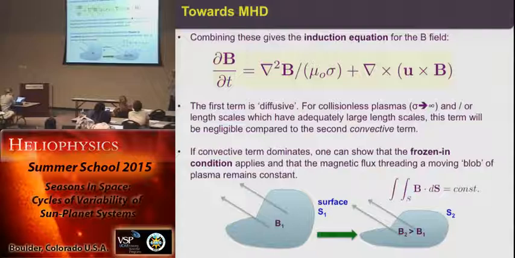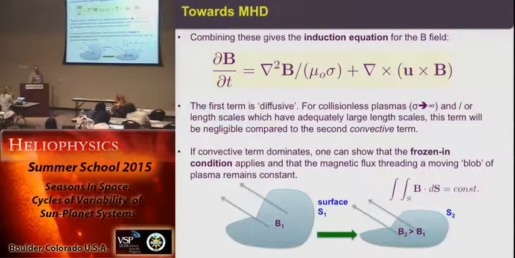Now, if that convective term does indeed dominate, one can show that the frozen-in condition applies. That tells us that if we follow the motion of a blob or patch of plasma as it's moving, the magnetic flux threading that surface will remain constant, okay? In my cartoon here, my blob of plasma is being squeezed together, going from a larger surface S1 to a smaller surface S2. If you think of field lines as wires or elastic bands frozen into the plasma motion, you push field lines closer together, hence you increase field strength such that this total flux integral through your surface remains constant. That's a very useful concept to keep in mind when thinking of how plasma is moving through your system and affecting the consequent magnetic field strength and structure.